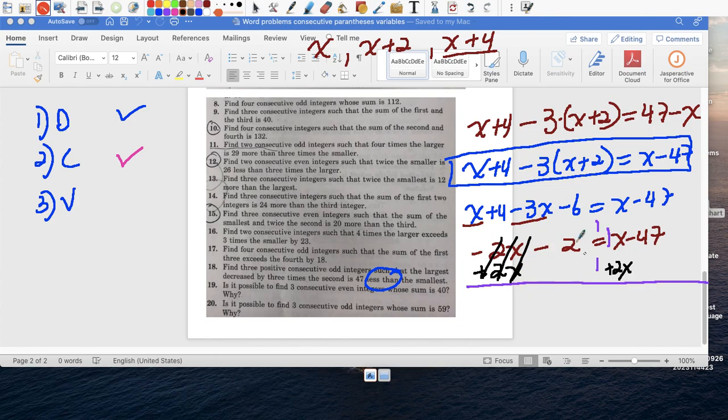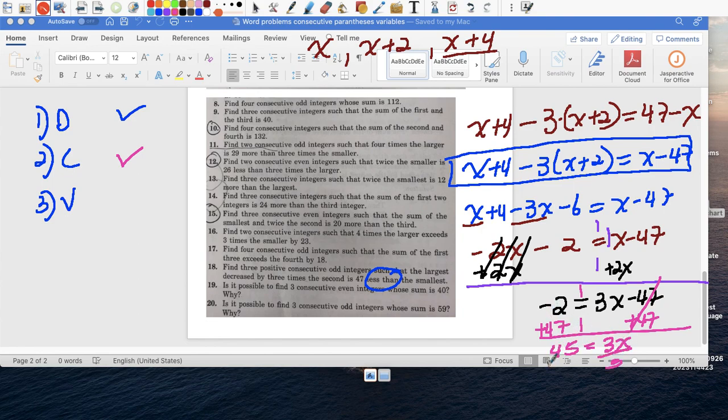So if I get rid of that, the only thing left over on the left side is negative 2. On the right side, I get 3x. X plus 2x is 3x minus 47. What's my next step? Well, let's get rid of the 47 here, right? So I'm going to add 47 here and add 47 here. Negative 47, positive 47 is 0. So I got rid of that, and I'm left with 3x. Negative 2 plus 47 is 45.